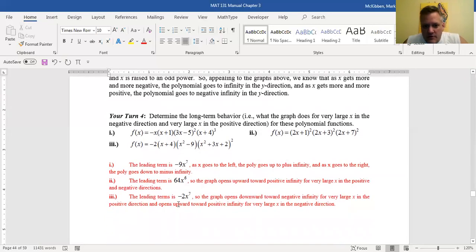For number 2, this one's fine. The leading term in each of these is 4x squared. So if I multiply 4x squared times itself 3 times, I do get 64x to the 6th. That's a positive multiple of an even power. So it's going to look like x squared. It's going to go up to plus infinity as x goes in either direction. Okay, and then the same sort of thing here as it was above.